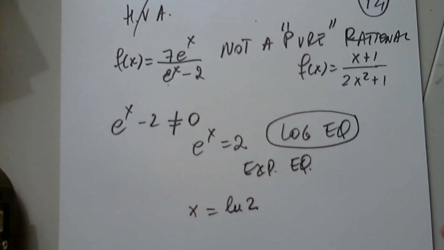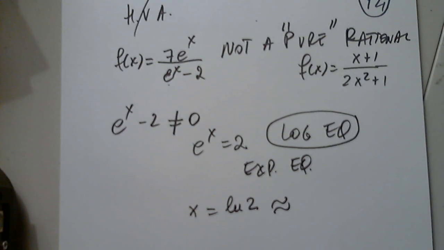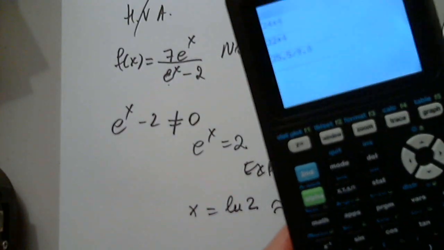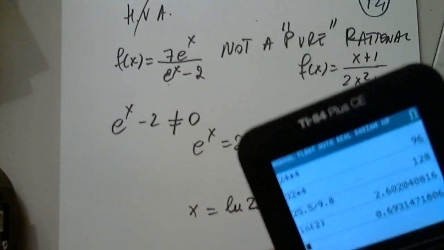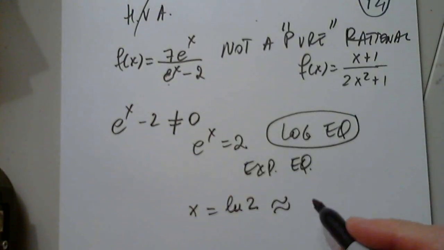That's why they're asking you to use a graphing calculator, because we have to approximate natural log 2. So natural log 2 is 0.6931. How many decimal digits do they want?